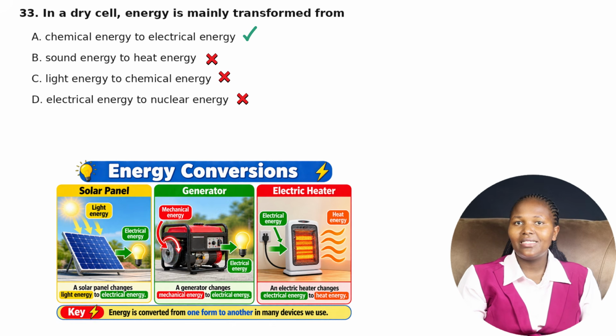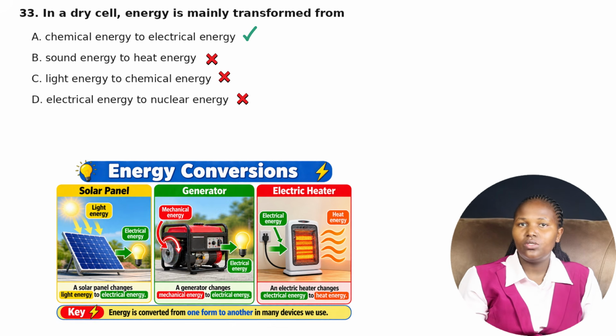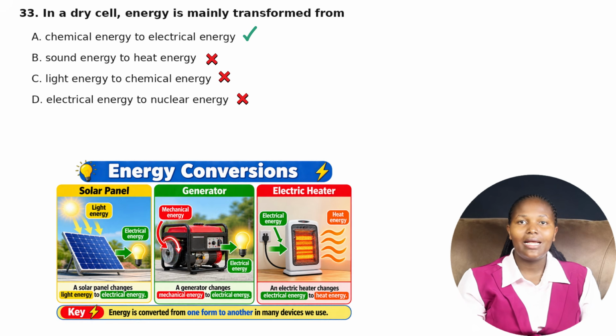For example, for batteries and cells, think of chemicals coming in and then electrical energy. For torches, it is chemical energy that is transformed to electrical energy, and then that electrical energy transformed to light. For radios that are using battery, it is chemical energy transformed to electrical energy, and then that electrical energy transformed to sound. It is very, very important for you to understand those transformations. Then now we go to question number 34.